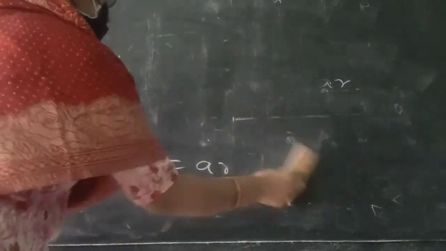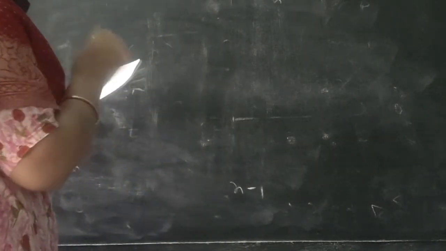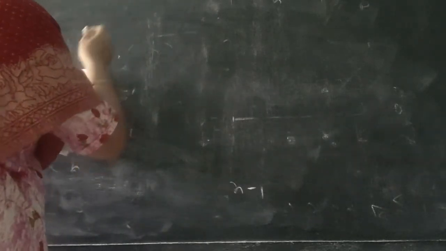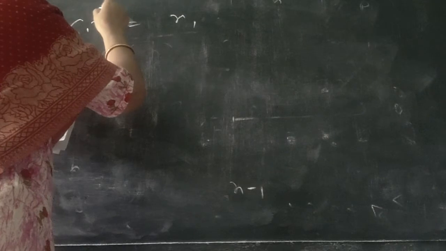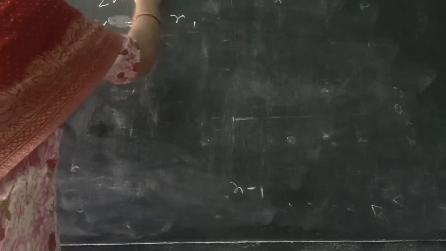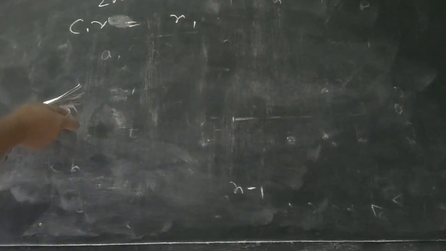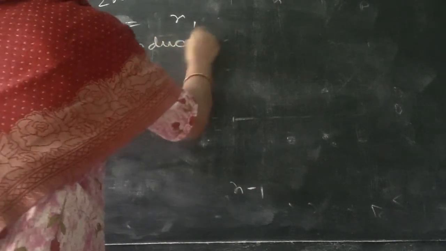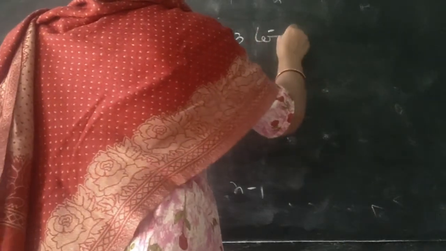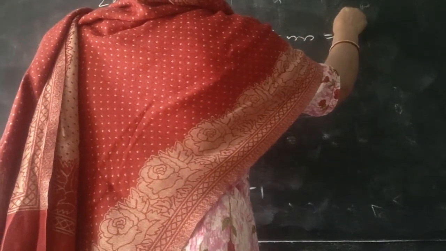I think it is clear to you. I will go to the sum. If second term of a GP is B, and the common ratio is R, that means the second term equals B, it is given. And the product of the first three terms of the GP is 64.